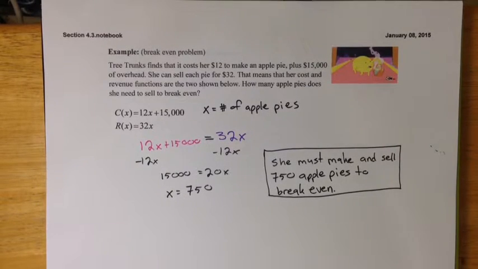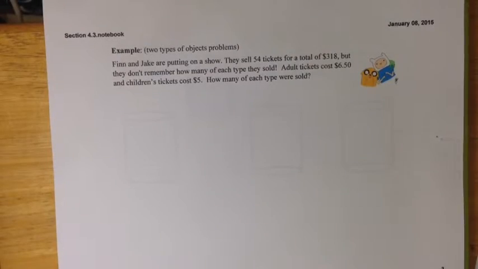So again, she needs to make and sell 750 apple pies in order to break even. Our next problem is an example of two types of objects problems. Finn and Jake are putting on a show.